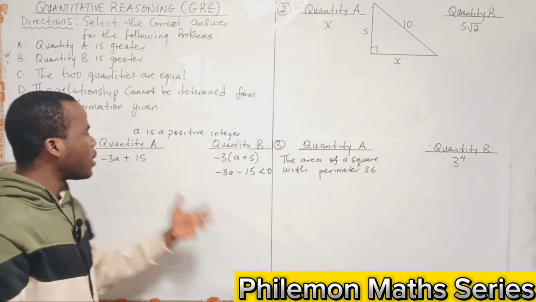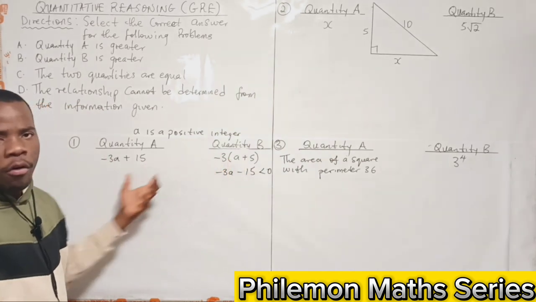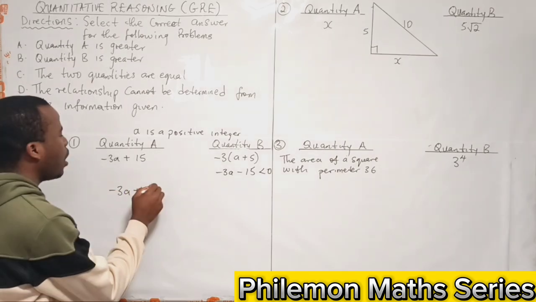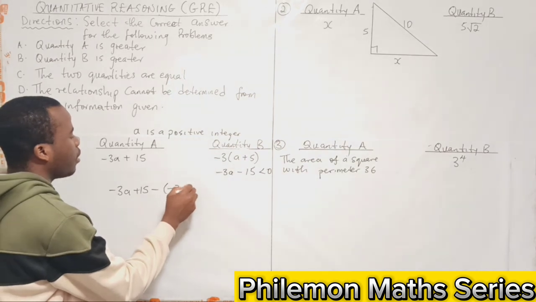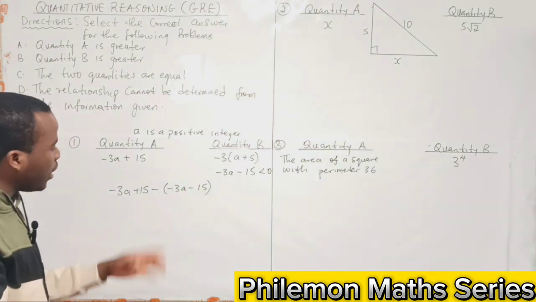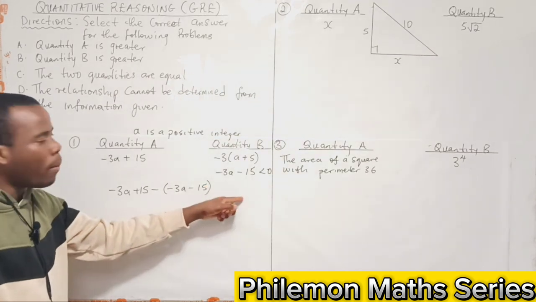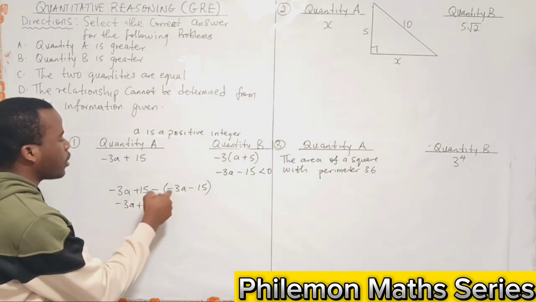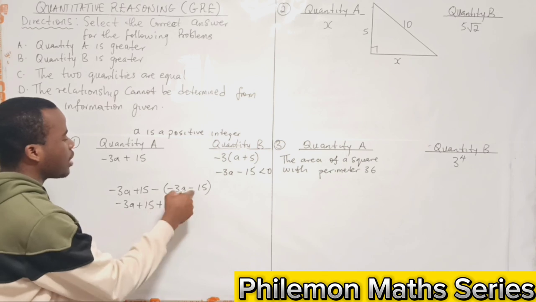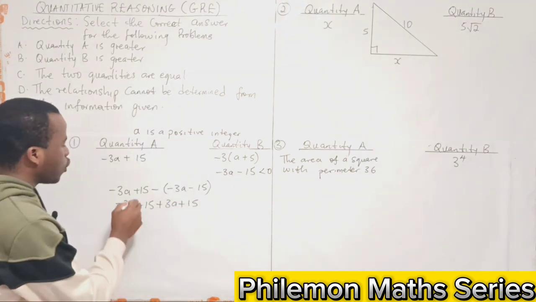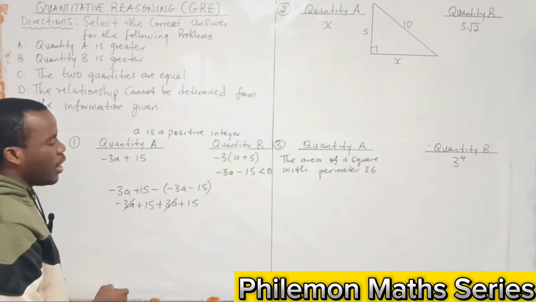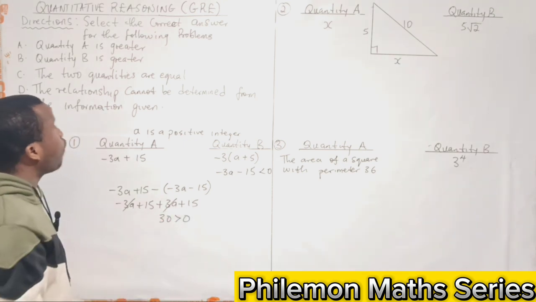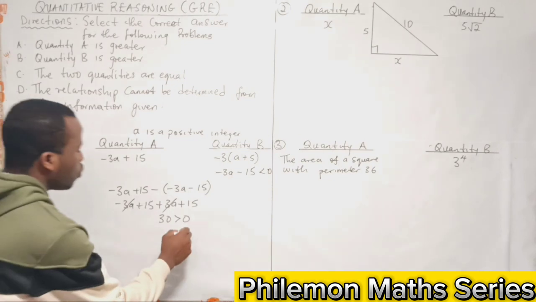To further show you that quantity A is greater, let's subtract quantity B from quantity A. So we have minus 3A plus 15 minus, minus 3A minus 15. If quantity A is truly greater, we will have a positive number at the end of the subtraction. Let's see. Minus times minus is plus 3A, minus times minus is plus 15, and so minus 3A plus 3A is 0, and 15 plus 15 is 30, which is greater than 0. Therefore, quantity A is greater. So in this case, we have A.